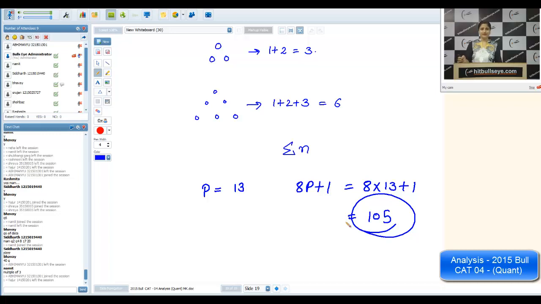Now I want to calculate whether 105 is a triangular number or not. We can go by hit and trial, or we can equate that as n into n plus 1 divided by 2, because that is the formula for sigma n. If we get an integral value of n, I mean a positive integral value of n, then this is acceptable, otherwise not. Is it okay?